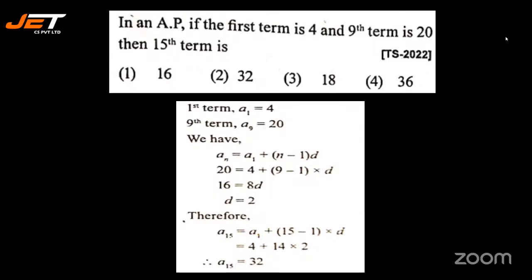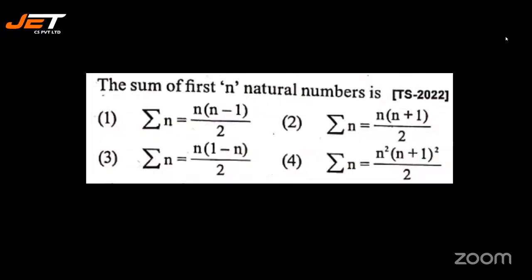See the next question. In an AP, if the first term a is 4, the ninth term is 20, then what is the 15th term? So here, beautifully worked out. a1 is 4, ninth term a9 is 20. So an is a plus n minus 1 into d. 20 is equal to 4 plus 9 minus 1 into d, whereby you get d is 2. Just put it in a15, a plus n minus 1 into d, which is a15 is equal to 32.